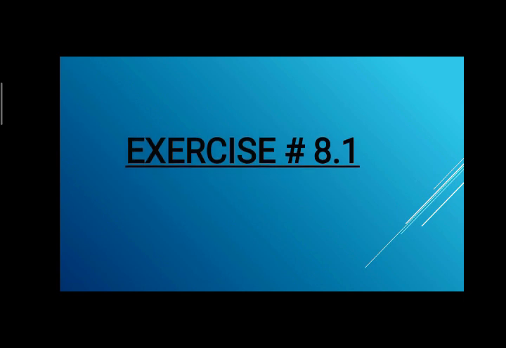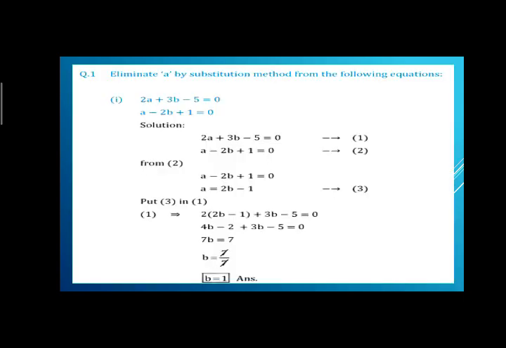That's exercise 8.1, question number 1, part 1. Question number 1 is: eliminate a by the substitution method from the following equations. So here we have two equations. Equation 1 is 2a plus 3b minus 5 equals 0, and equation 2 is a minus 2b plus 1 equals 0.